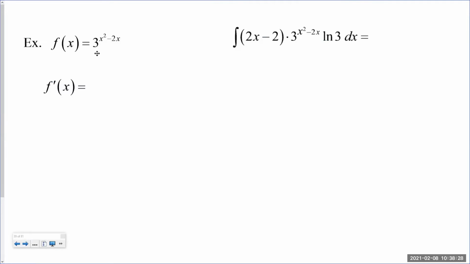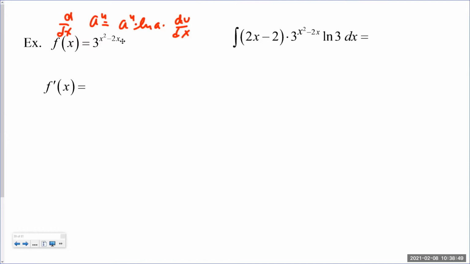Let's take the derivative of 3 raised to the x squared minus 2x. Okay, now this is an a to the u problem. The derivative of a to the u is a to the u times ln of a times du dx. There are 3 parts.